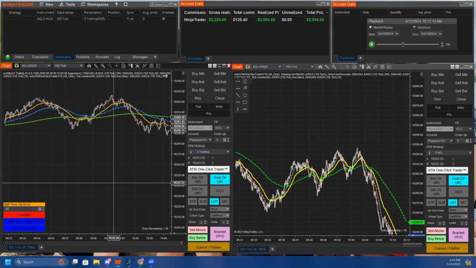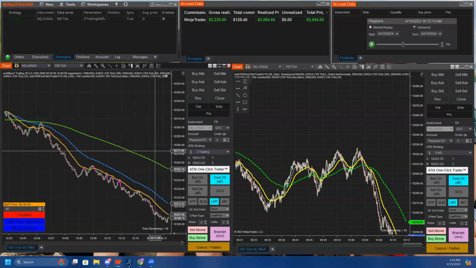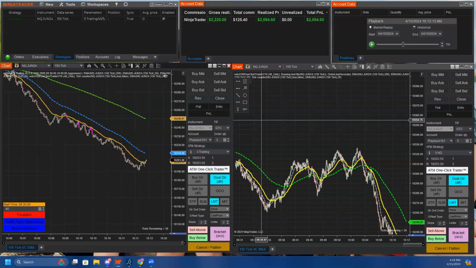So I would say spend some time playing with this template. I'll post it on the Discord as well, and see what sort of trades it can get you in, and see if it helps you in some way. I'll stop there for a second. Any questions?